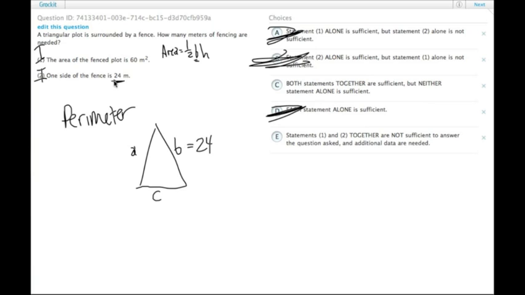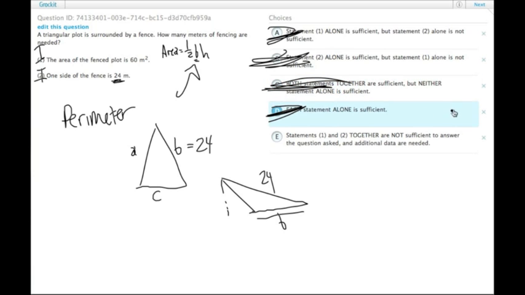Again, just because we have one of those sides doesn't mean it's one of the numbers that goes into this equation. Triangles can look like this, where the height isn't even a number within the triangle, and then you just have the base. And if 24 is this, we've got nothing. So even in conjunction, the two statements are insufficient, and it's answer choice E.